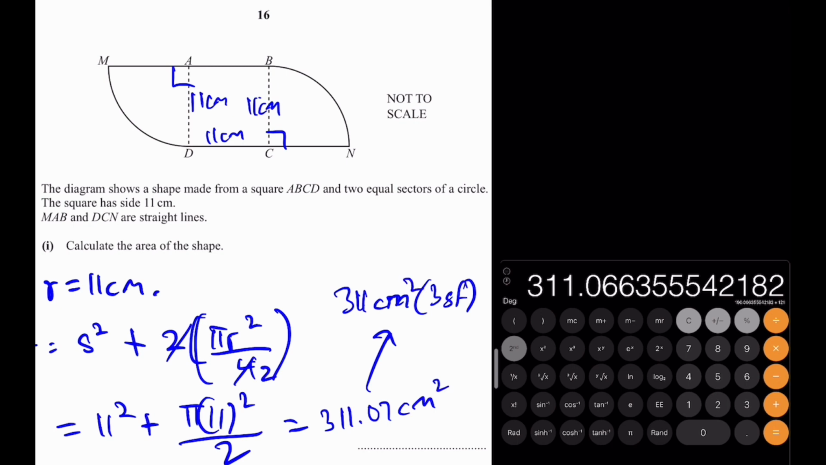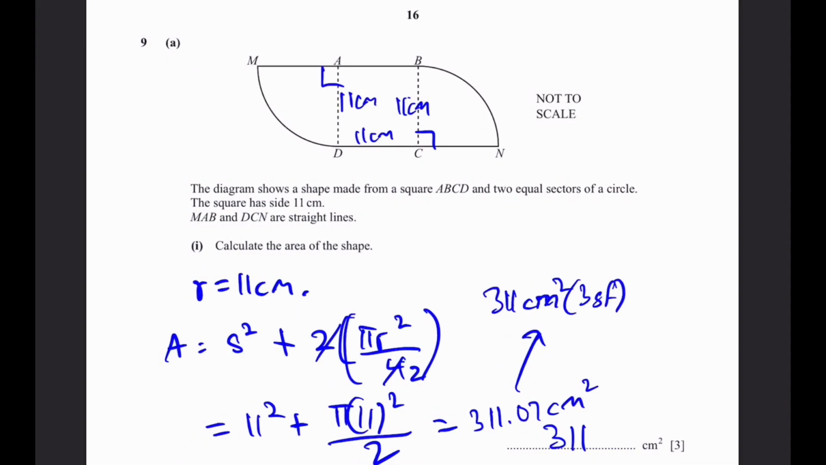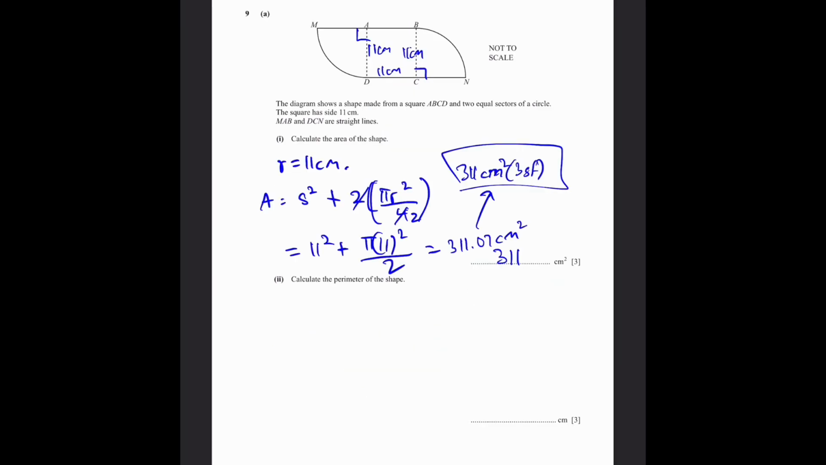Sorry, centimeters squared. This is area. Don't forget to write the correct units. So let's just write 311 since 3 significant figures. And that will be our answer. Part 2, calculate the perimeter of the shape.